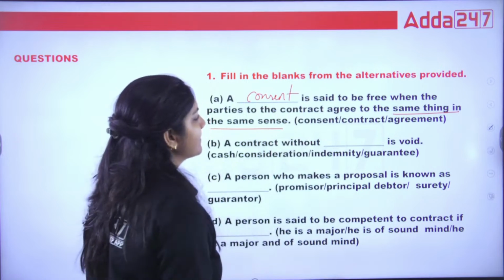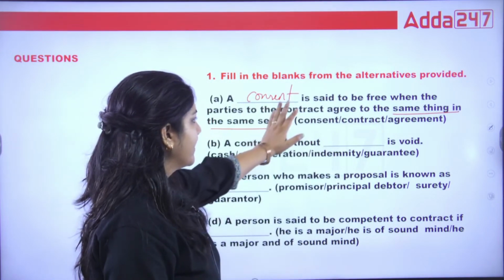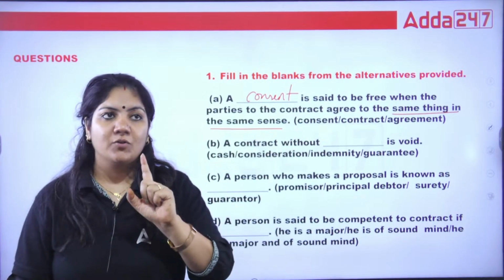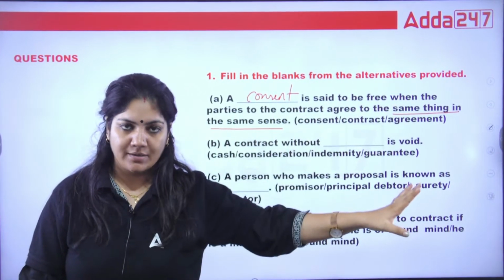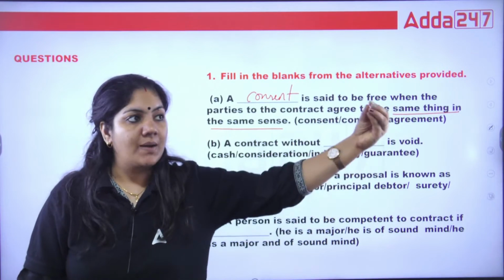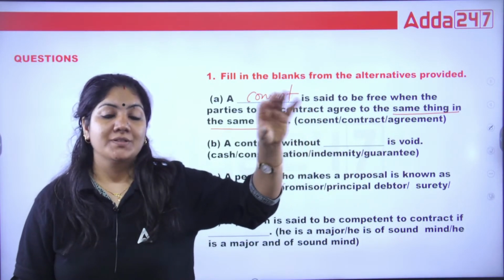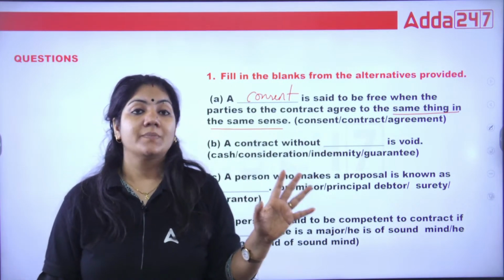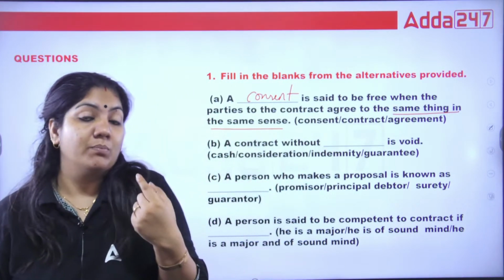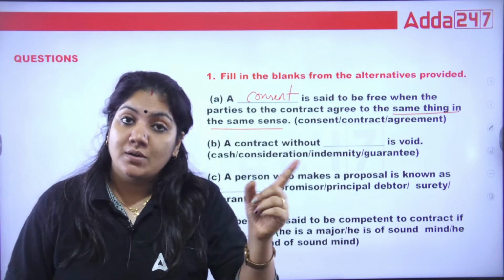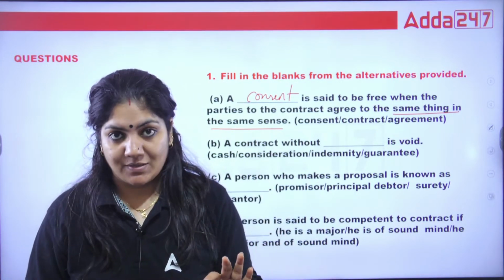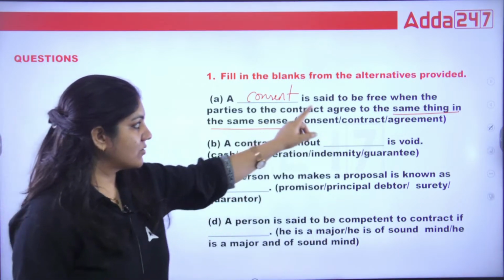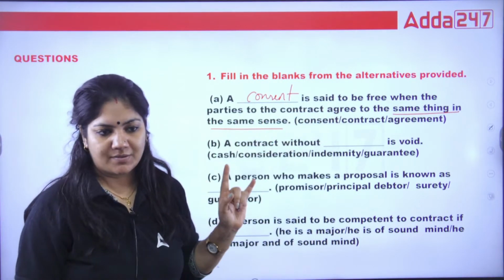A consent is said to be free when the parties to the contract agree to the same thing in the same sense. It means if Nikita ma'am wants to sell her red car, the opposite party also wants to purchase Nikita ma'am's red car. Same thing in the same sense. Suppose the opposite party thinks of a blue car and I am thinking of a red car, so this is not the same thing in the same sense. That's why this cannot be a contract. So for a contract, the parties should agree on the same thing in the same sense.